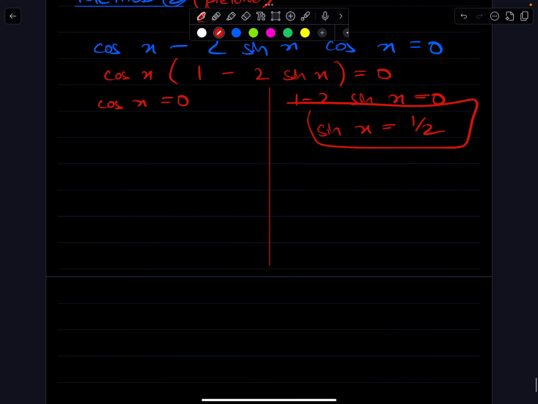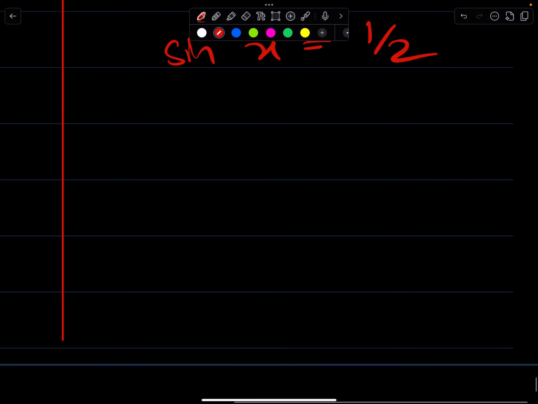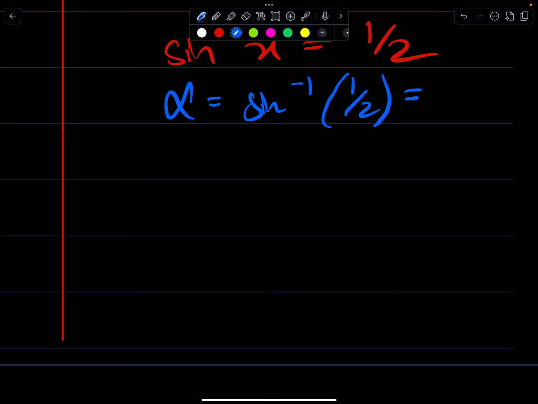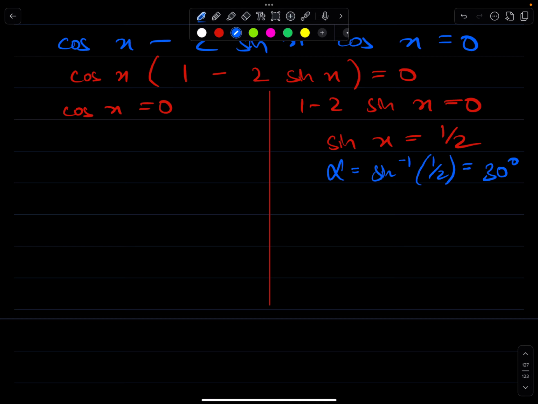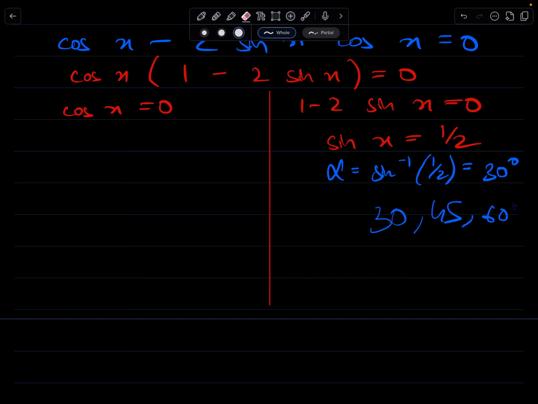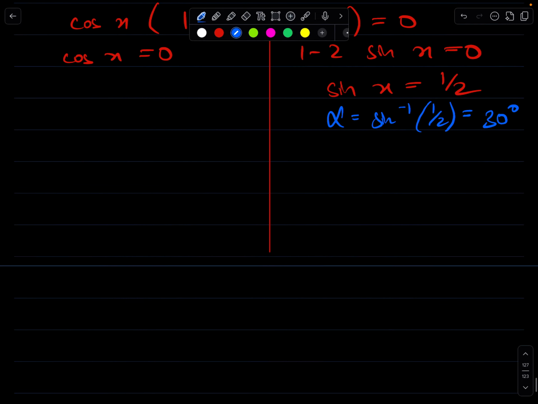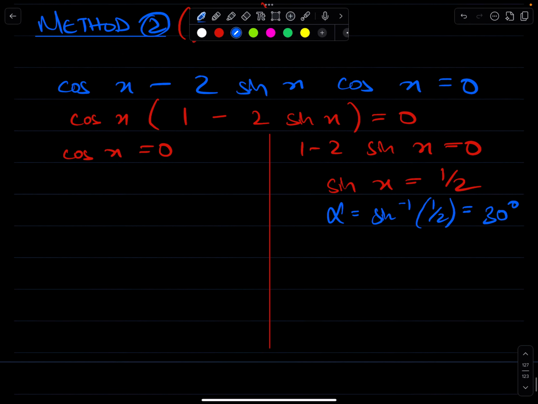So this is not a defined intersection. I need to solve for this first. So alpha is equal to sine inverse of half, and sine x is equal to half at 30 degrees. You should also remember this from the table of trigonometric functions, which has intersections at 30, 45, and 60. You should also remember that table. I'll cover that up in the next few lectures.